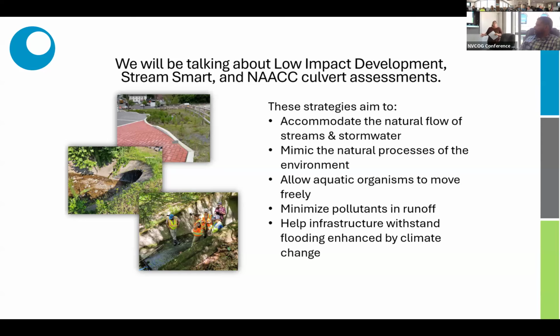We don't want to fight against the stream or try to force it to do what we want it to do. We want to let it flow as naturally as possible. That's going to be more resilient and better for everyone. When it's not possible to do that, we want to mimic the natural processes of the environment as much as possible. So for instance, letting stormwater soak into the ground rather than run off.